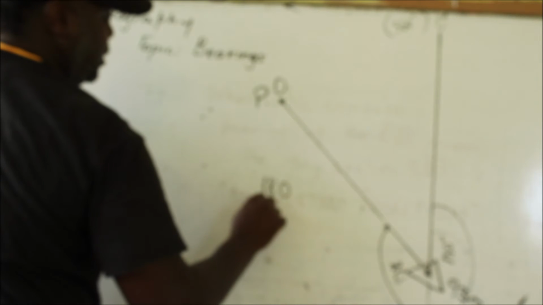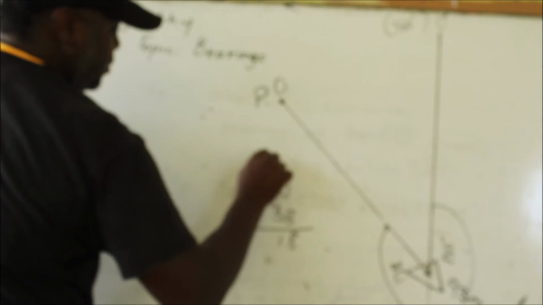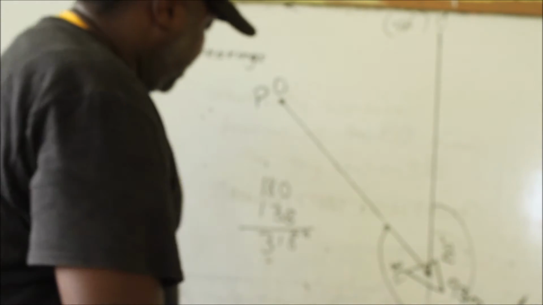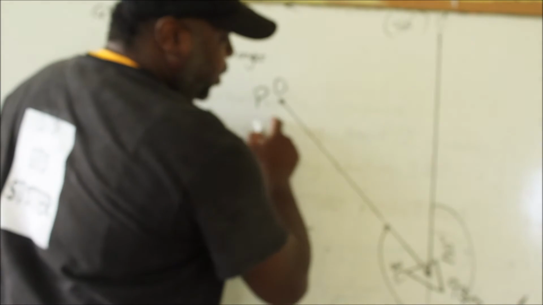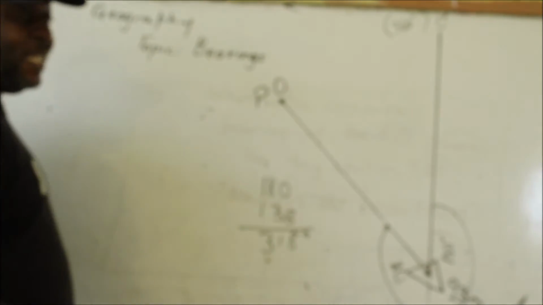Now, if this is 138 and this is 180, we add both of them. So our total bearing is 180 plus 138, and we get a bearing of 318 degrees. So very easy. Bearing is very easy. So the bearing of the post office from trig station 930 is 318 degrees.